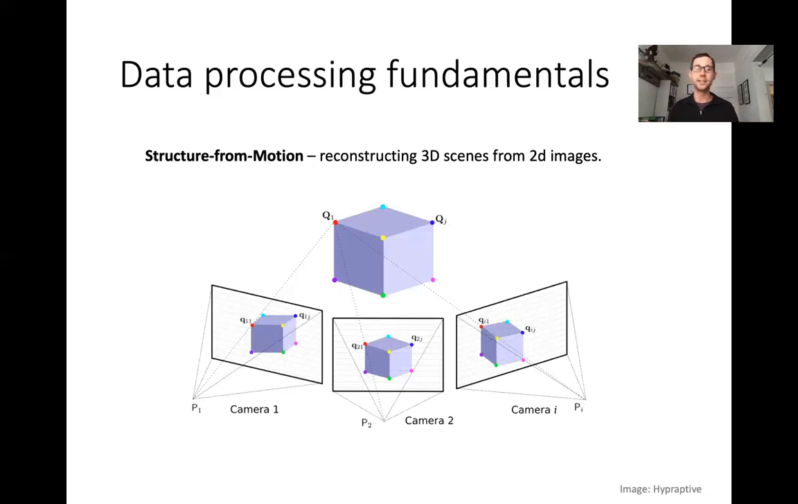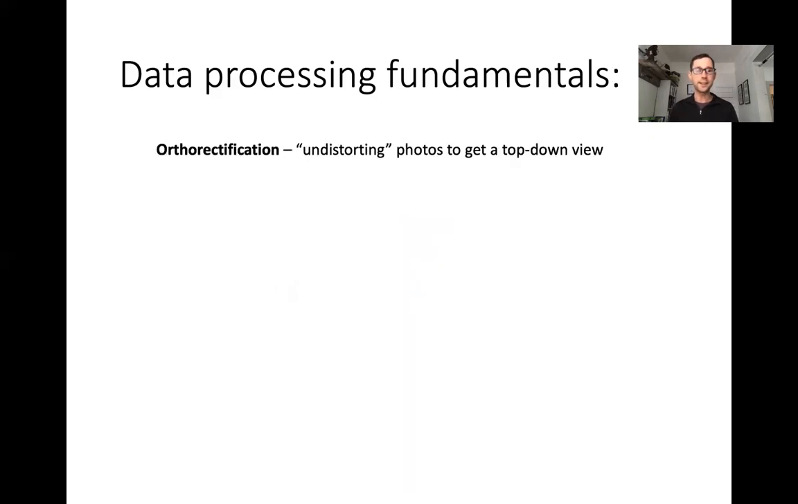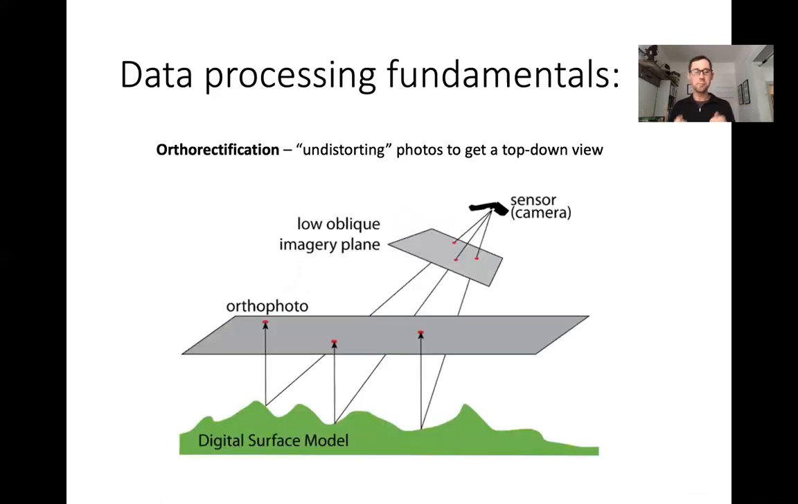from those 2D images. This is important because when we take images from the top down, we're not getting a true sort of mapped view of the scene. If we look towards the edge of a photo, it's viewing the land surface at a slightly different angle than the middle of the scene, even if the camera is pointed straight down. So we need to orthorectify the image, which you can sort of think about as undistorting photos to get a top-down view. And conceptually, what this means is that we're draping the imagery that we have over the digital surface model and then reconstructing that sort of plan view.